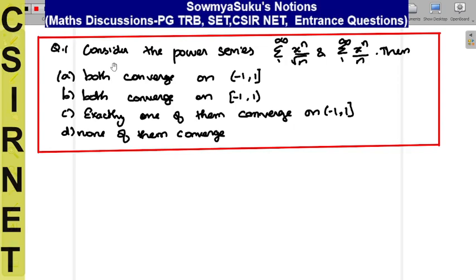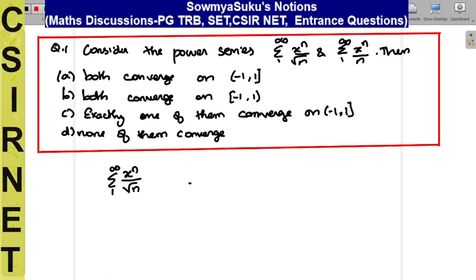The first question: consider the power series summation 1 to infinity x power n divided by root n and summation 1 to infinity x power n divided by n. Then the options: A, both converge on open minus 1, closed 1. B, both converge on closed minus 1, open 1. Similarly, C and D.